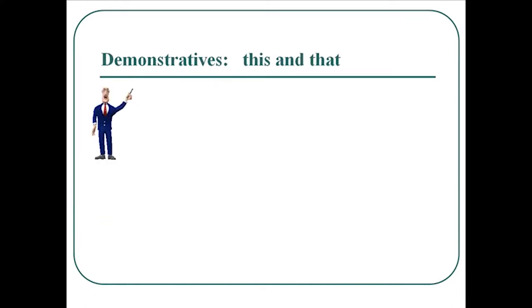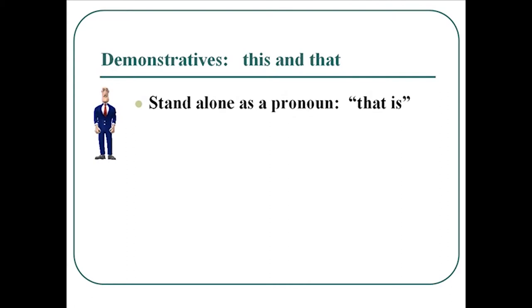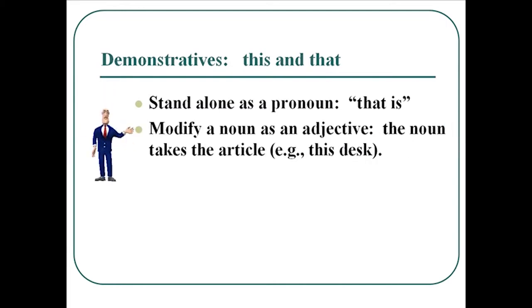The demonstratives are this and that. These are pointer pronouns. This for when something's close, and that for when something's farther away. Sometimes the demonstrative pronoun can stand alone by itself as a pronoun. So, for example, you would say, that is, or this is. At other times, it'll function almost like an adjective, where it'll modify a noun. The noun will usually take the article, and it'll be something like this desk, or this book, or that table.